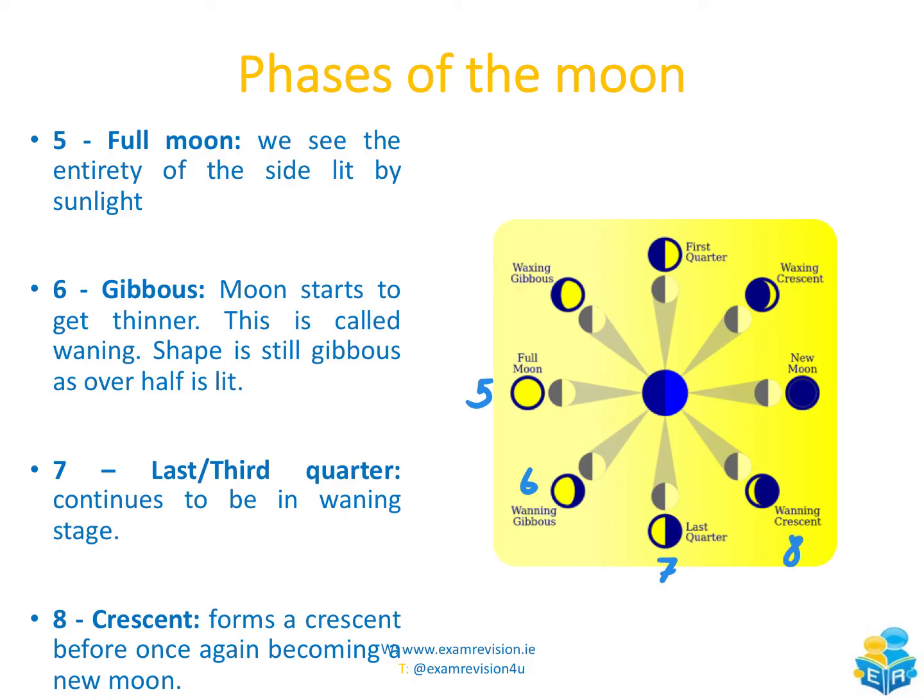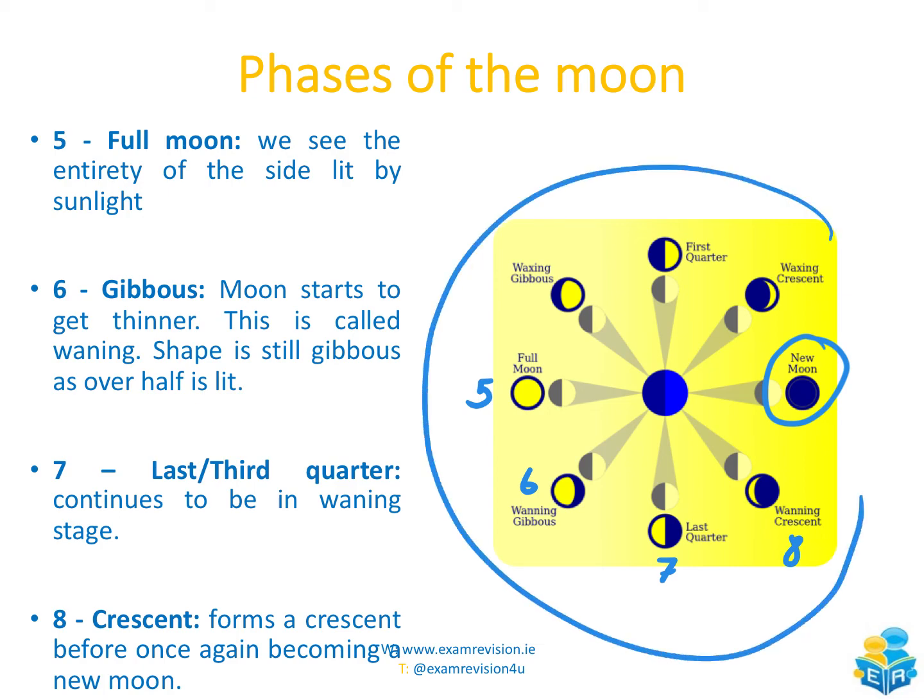The other half has now gone completely dark. We then have our waning crescent, so it still appears to be getting darker, or still appears to be getting smaller. Less than half of it is lit up in this case, so that's why it's referred to as a crescent. And then eventually we will go right back to the start here to our new moon, where it all appears to be in darkness, the side that we're seeing, and the entire process then will start again.